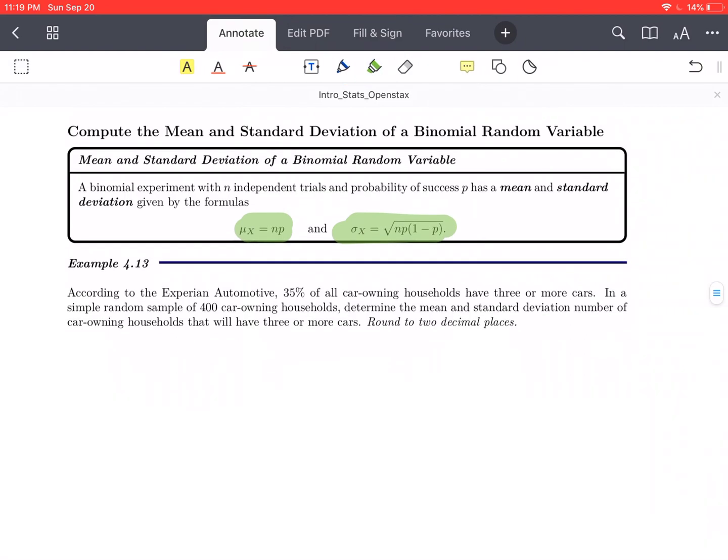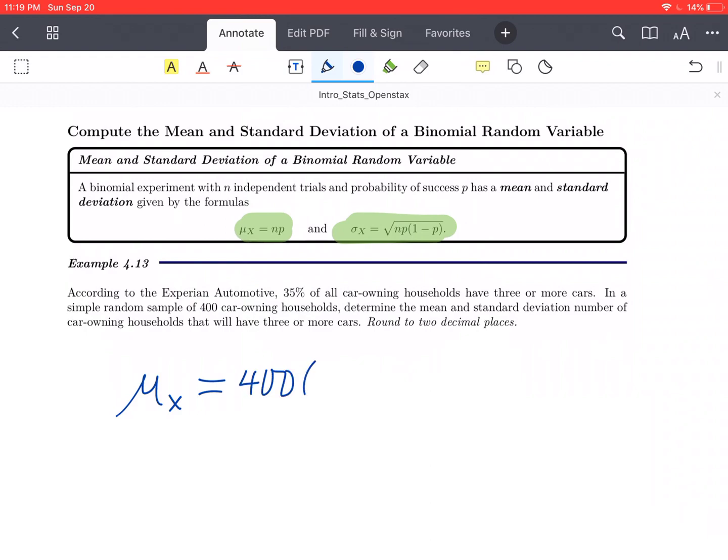So in this example, with our 35% of car-owning households having 3 or more cars, suppose now they did a random sample of 400 car-owning households. Let's look at the mean and the standard deviation. So the mean is 400 trials times the probability of success of 0.35. We get 140. So again, the mean and expected value. We would expect out of these 400 car-owning households that 140 of them would have 3 or more cars.